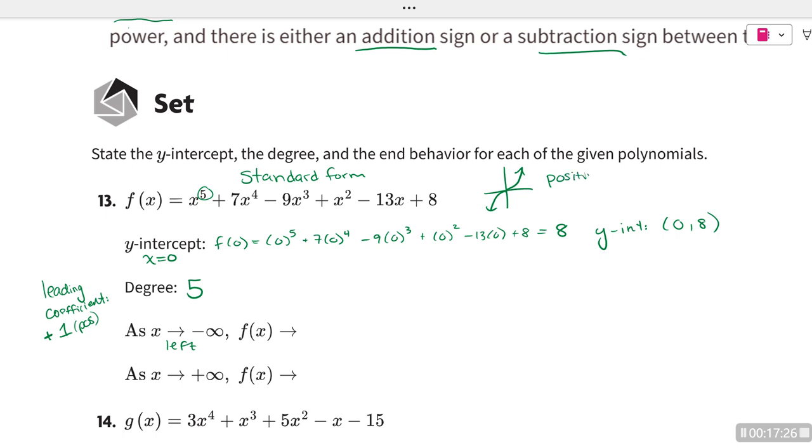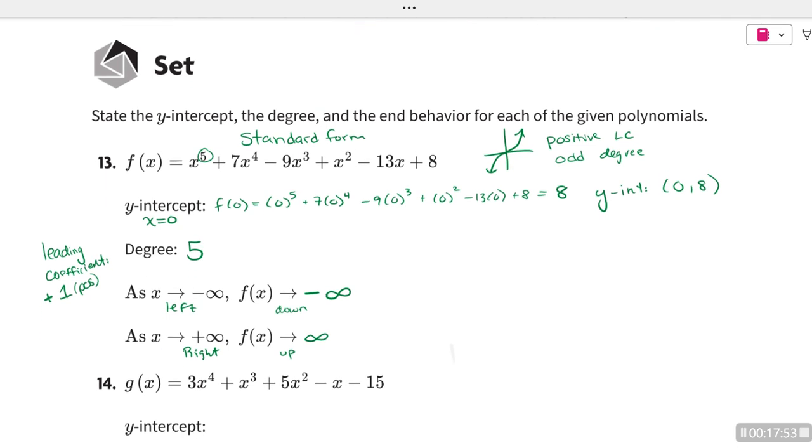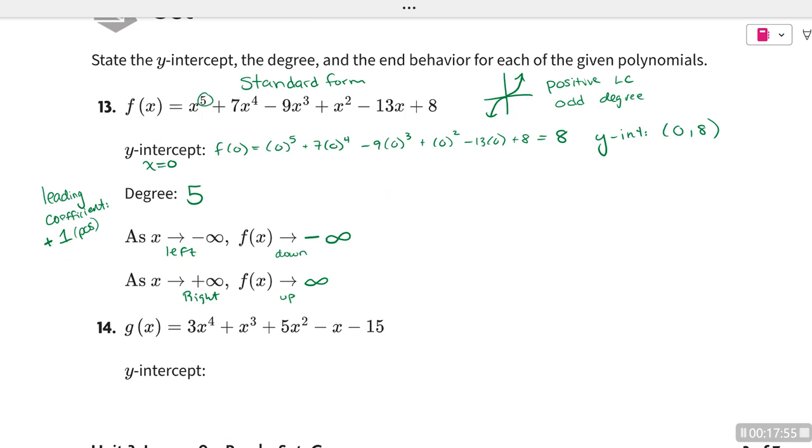Positive leading coefficient and odd degree. So as x is going to the left, notice we're going down. So down means we're going towards negative infinity. Here, as x goes towards the right, as it goes towards positive infinity, our graph is going up. So it's going towards positive infinity. So that's our end behavior. Okay, number 14, our y-intercept.